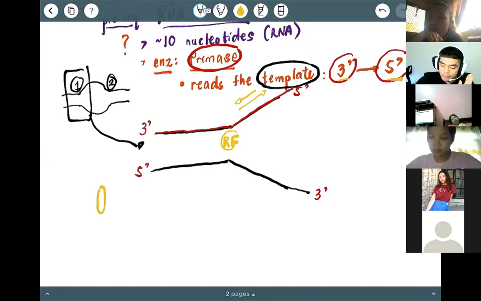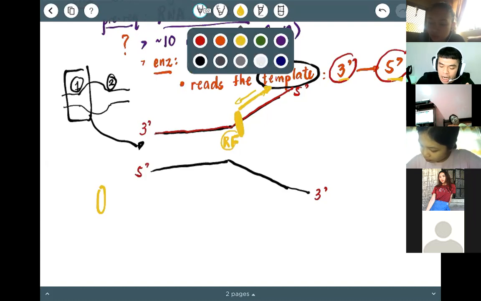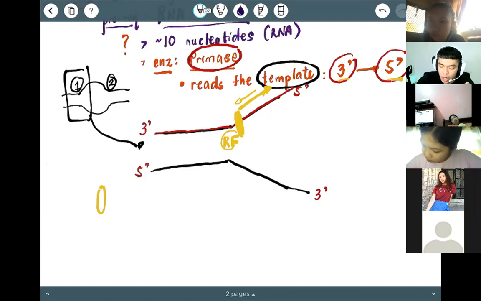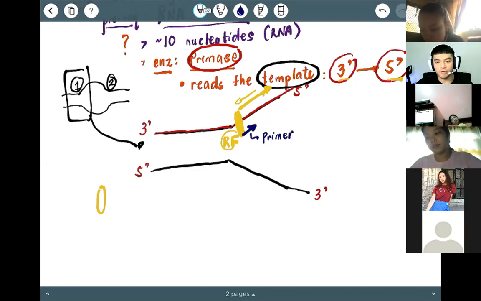Kaya mag-i-start ang primase here, kasi nga 3' to 5'. Gagalaw siya papunta sa kanan, upper right. Kaya ang mafo-form na product is this one. So ito ang primer. Yan yung mabubuong primer sa baba, kasi complementary yun. Ang tawag dito ay yung primer, yung short strand ng RNA. So siya gagawa niyan away from the fork.